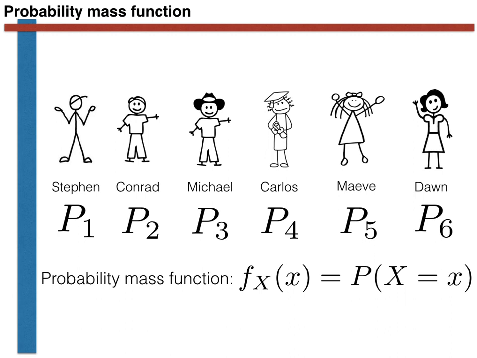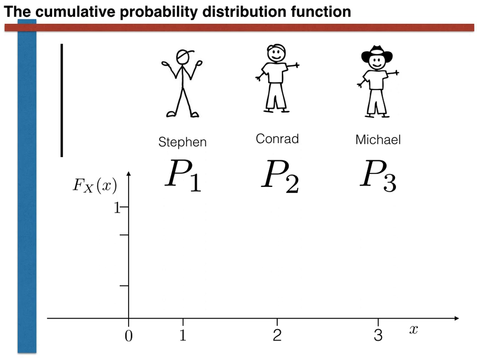Let's now discuss how one calculates the cumulative probability distribution function from the probability mass function. In doing so, we will play a slightly simpler version of Blind Man's Bluff with only 3 players, 3 mutually exclusive outcomes. The fact that we have 3 outcomes suggests that our random variable can take only one of 3 different values, and we will use the numbers 1, Stephen, 2, Conrad, and 3, Michael to denote these 3 outcomes. Notice also that the probability mass for x equals 1, we pick Stephen, is equal to P1. The probability mass for x equals 2, we pick Conrad, is P2. And the probability mass for x equals 3, we pick Michael, is P3.